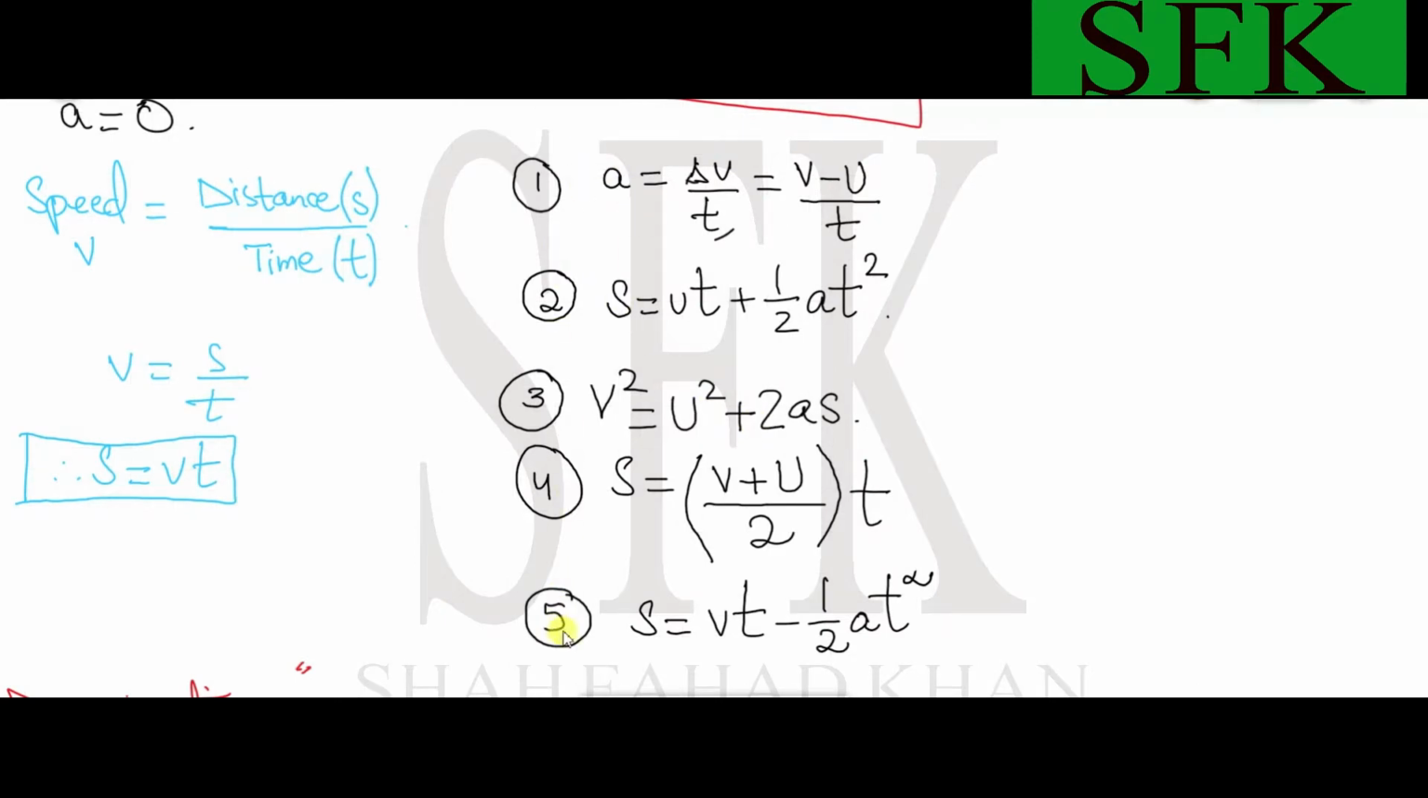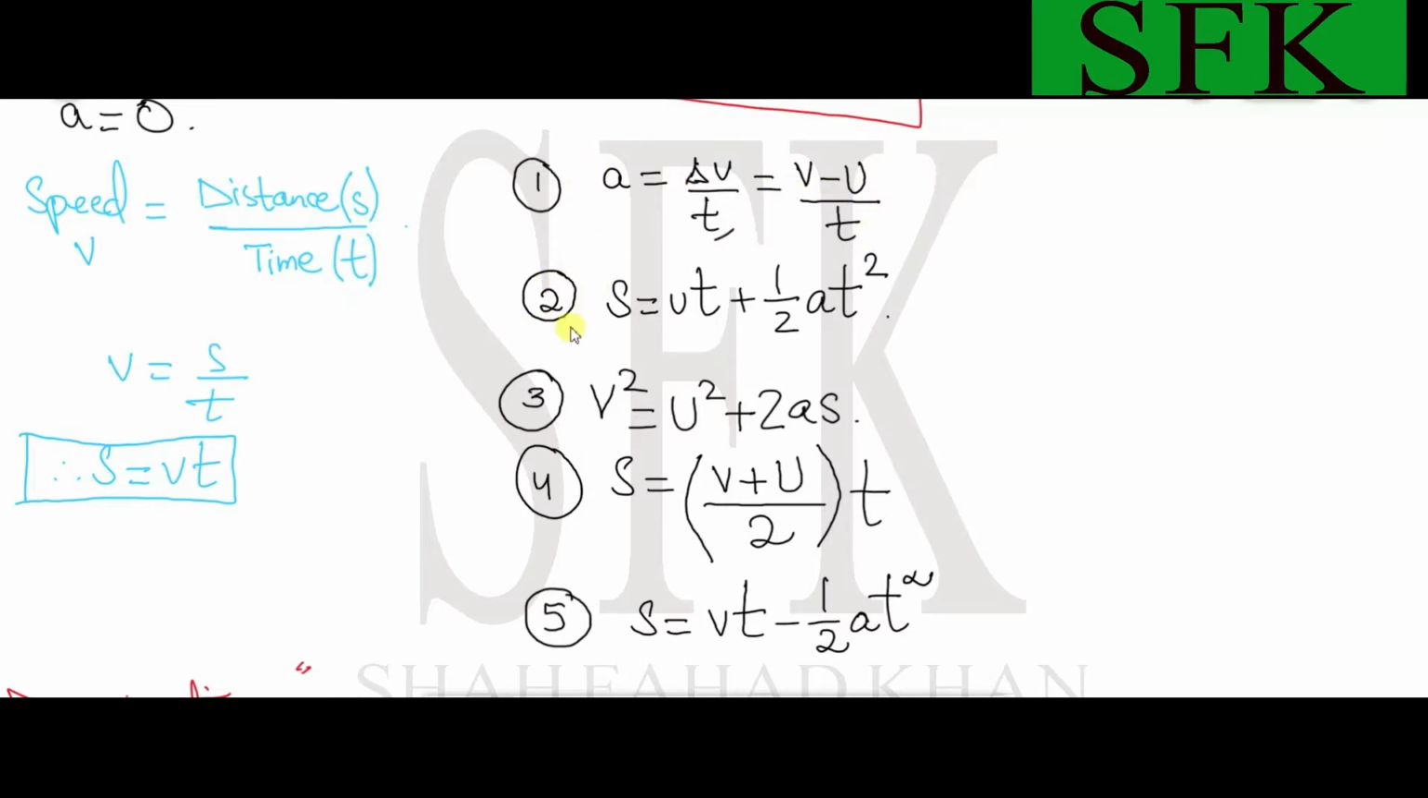There are five different equations of motions. The first equation of motion is directly from the definition of acceleration, which we just did. Acceleration is a change in velocity upon time. So change in velocity is basically the final velocity v minus the initial velocity u divided by time. This is the first equation of motion that we've studied.